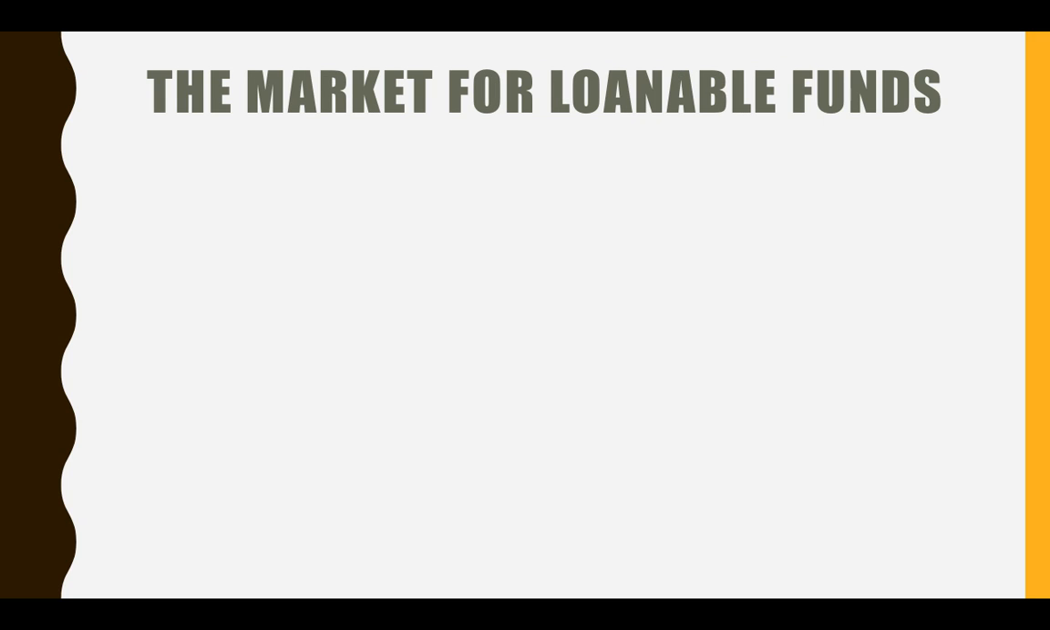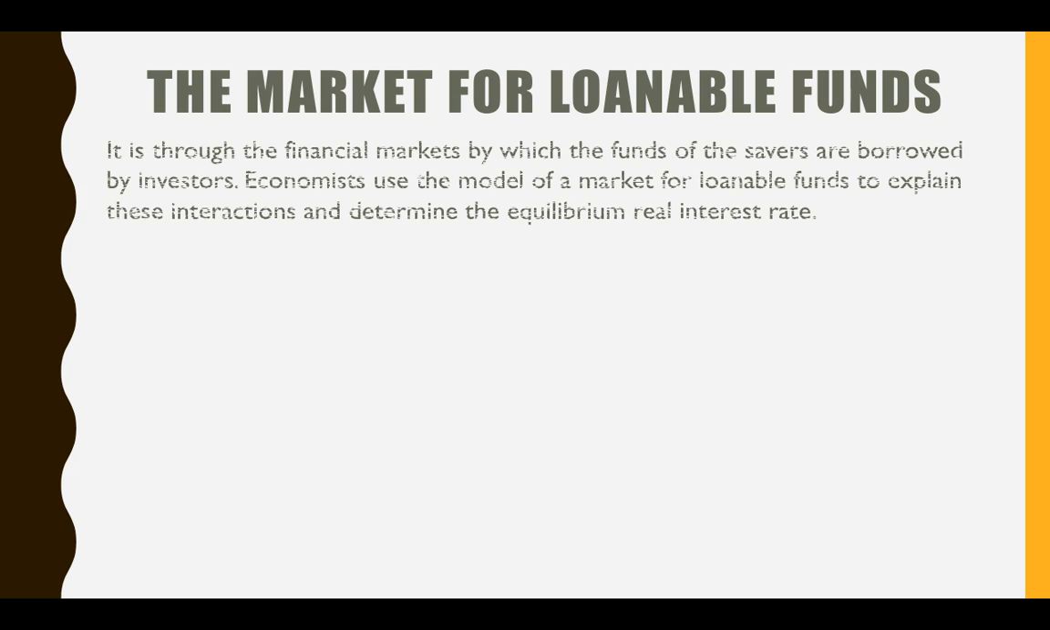So let's look at the market for loanable funds. Again, this brings together borrowers and savers of money. Now, primarily, who borrows money? Well, there's three groups: consumers, businesses, and the government borrow money from our loanable funds market. And so the loanable funds market explains how these groups interact with each other.